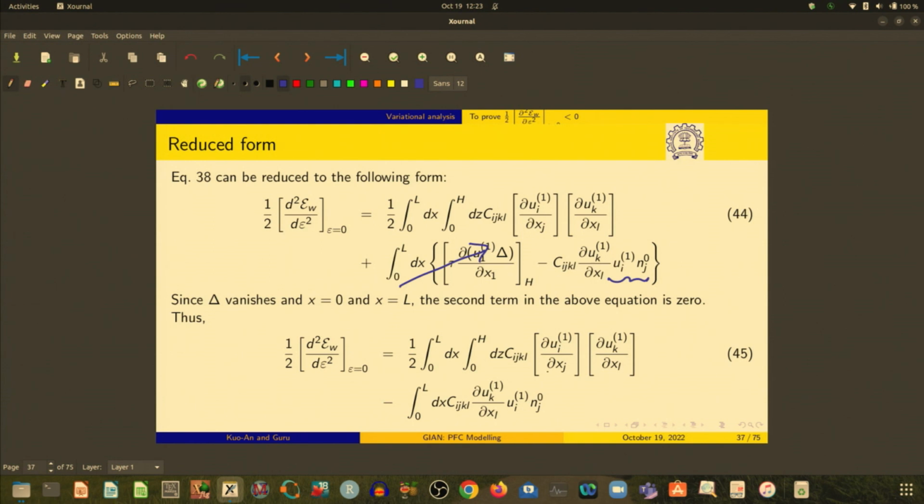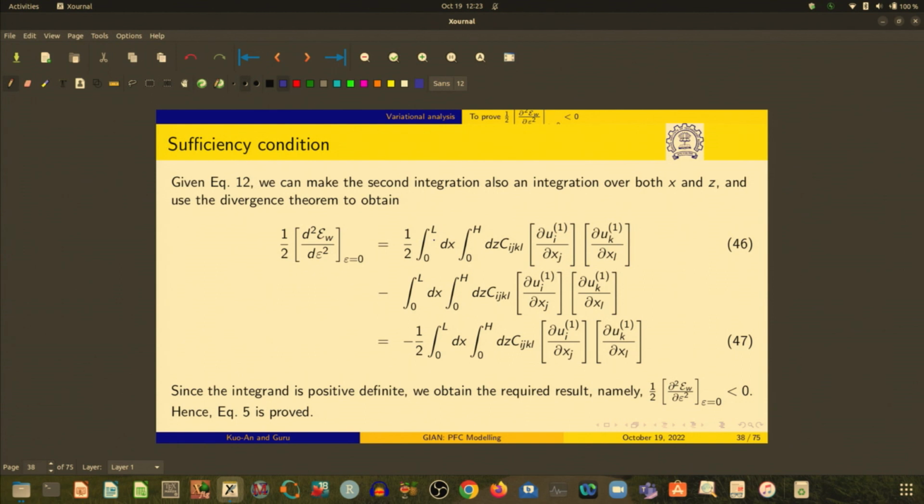divergence, Gauss theorem, whatever, so that you can write this also in terms of ∂u_k, ∂x_l. Okay. So, once you have written everything in terms of ∂u_i, ∂x_j, ∂u_k, ∂x_l, you can see that this is half and this is minus of the same quantity. So, it will become minus half. You look at the integrand, it is positive, it has a negative sign. So, it is negative. So, we have proved the second.